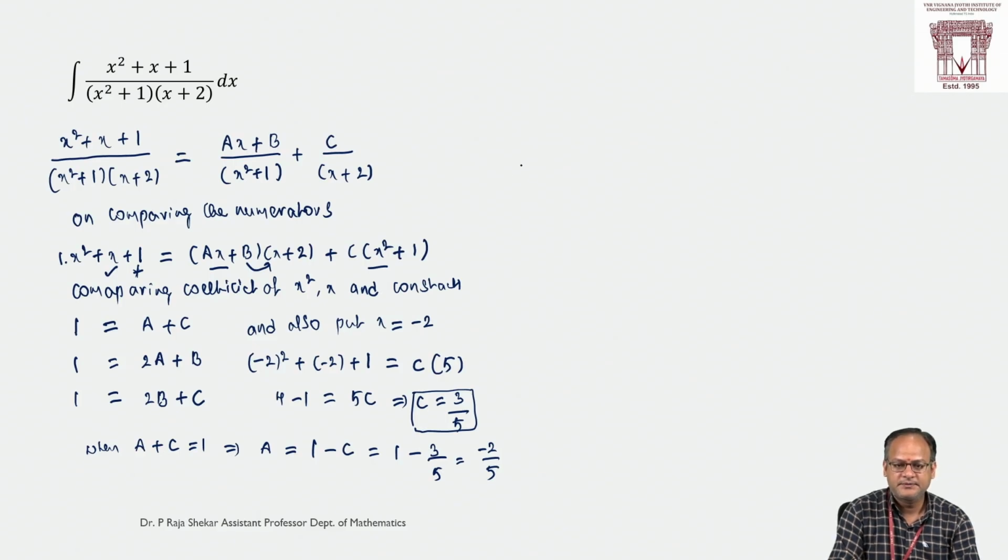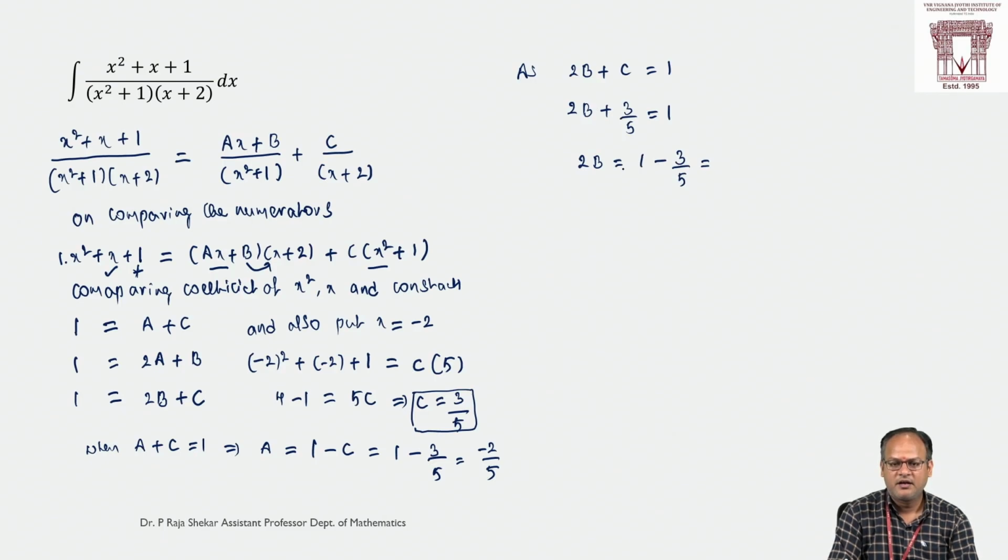Along the same lines, when we put c here, we will get b also. As 2b plus c is equal to 1, and c value is 3 by 5, 2b plus 3 by 5 is equal to 1. So 2b is equal to 1 minus 3 by 5.